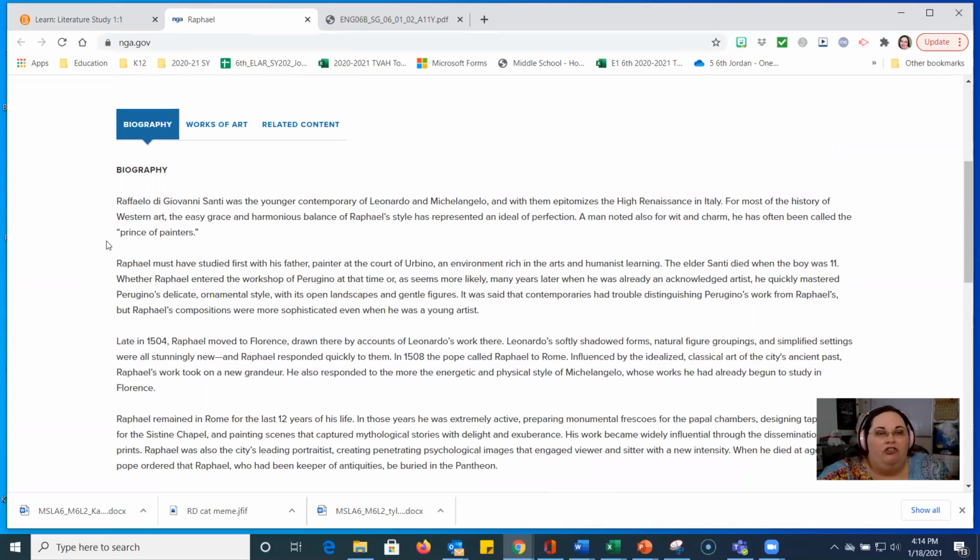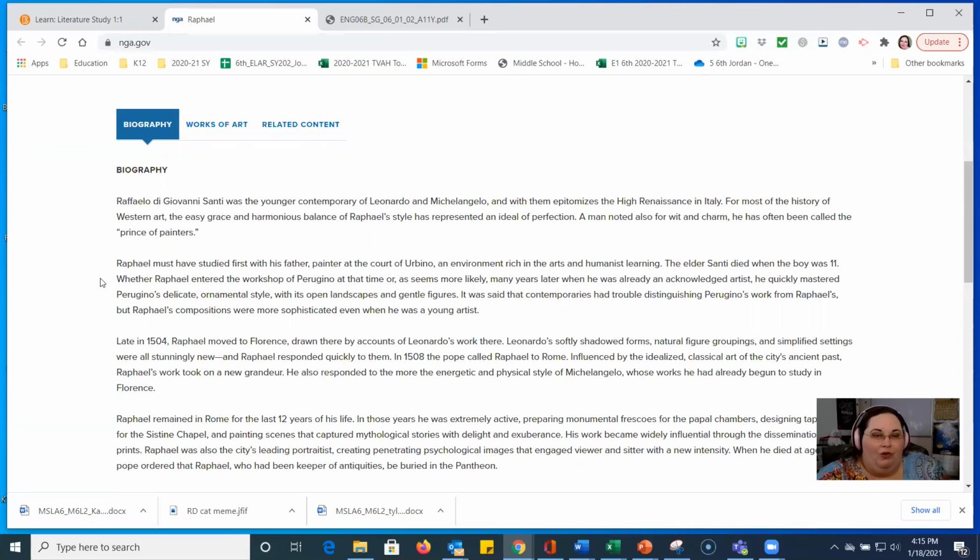Raffaello di Giovanni Santi was the younger contemporary of Leonardo and Michelangelo, and with them epitomizes the High Renaissance in Italy. For most of the history of Western art, the easy grace and harmonious balance of Raphael's style has represented an ideal of perfection. A man noted for wit and charm, he has often been called the Prince of Painters.